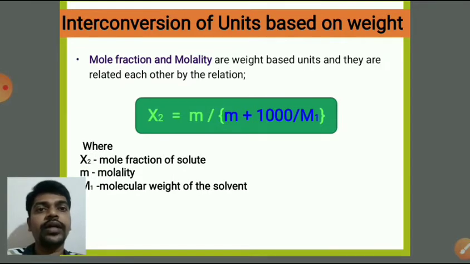Now let's see interconversion of units based upon weight. Mole fraction and molality are weight based units and they are related to each other by the relation x2 equals m upon m plus 1000 divided by M1, where x2 is the mole fraction of solute, small m is the molality and capital M1 is the molecular weight of the solvent. So in this way the mole fraction and molality are related to each other by this formula.